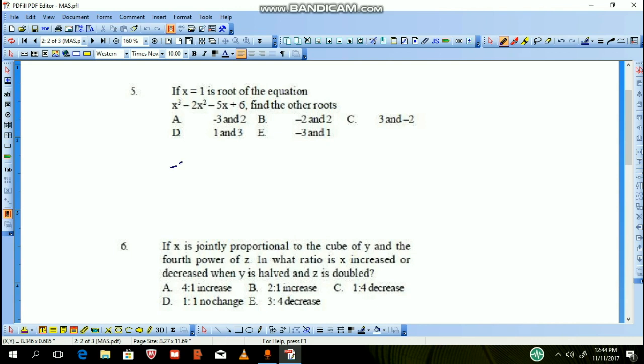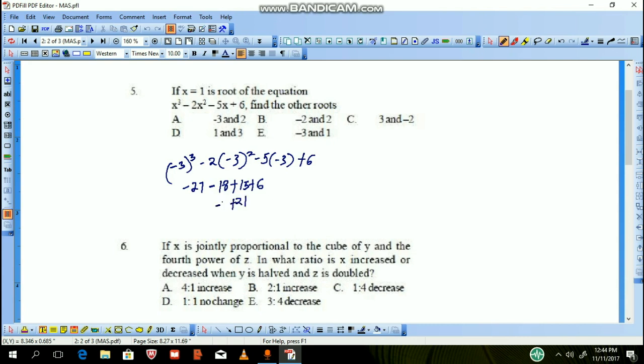If we say negative 3 to the 3 minus 2 bracket negative 3 to the 2 minus 5 bracket negative 3 plus 6, let's see if this will result to 0. This will be negative 27. This will be 9. 9 times negative 2, that will be negative 18. This will be plus 15. Then this will be plus 6.